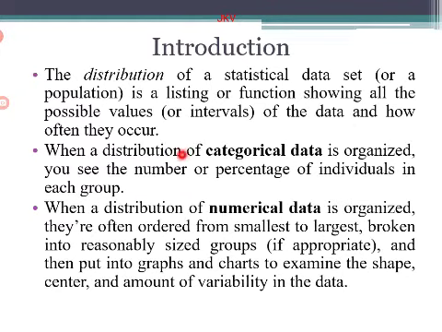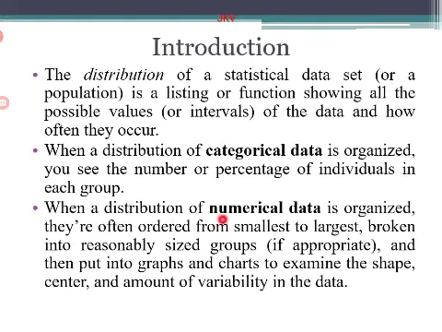Now, when a distribution is categorical, we know what the different types of data are. It can be categorical data and numerical data. When a distribution of categorical data is organized, you see the number or percentage of individuals in each group, that is, dead or alive after treatment. We can say that 60% of the population were dead while 40% were alive. That's the way we will organize data obtained from a category.